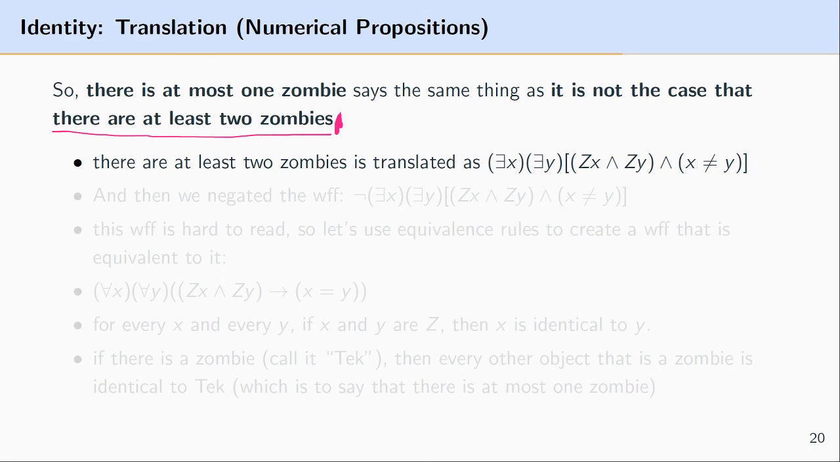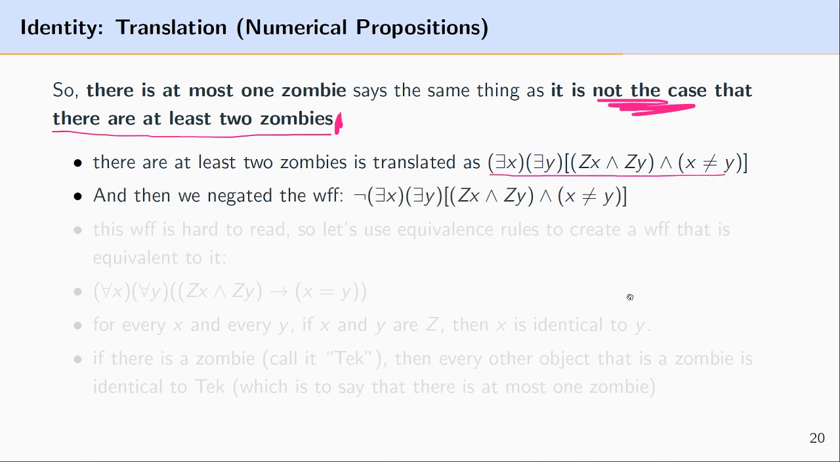So this translates there are at least two zombies, but remember, to say that there is at most one zombie is to say the same thing as it is not the case that there are at least two zombies. So we can take this formula and simply negate it. And now that we've negated it, we have a translation of there is at most one zombie.